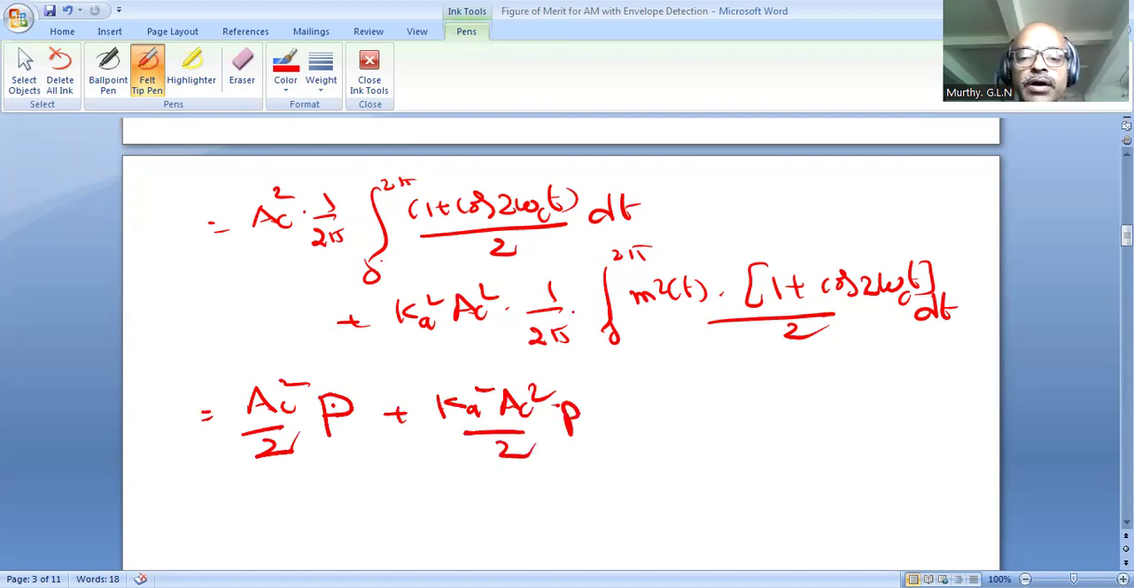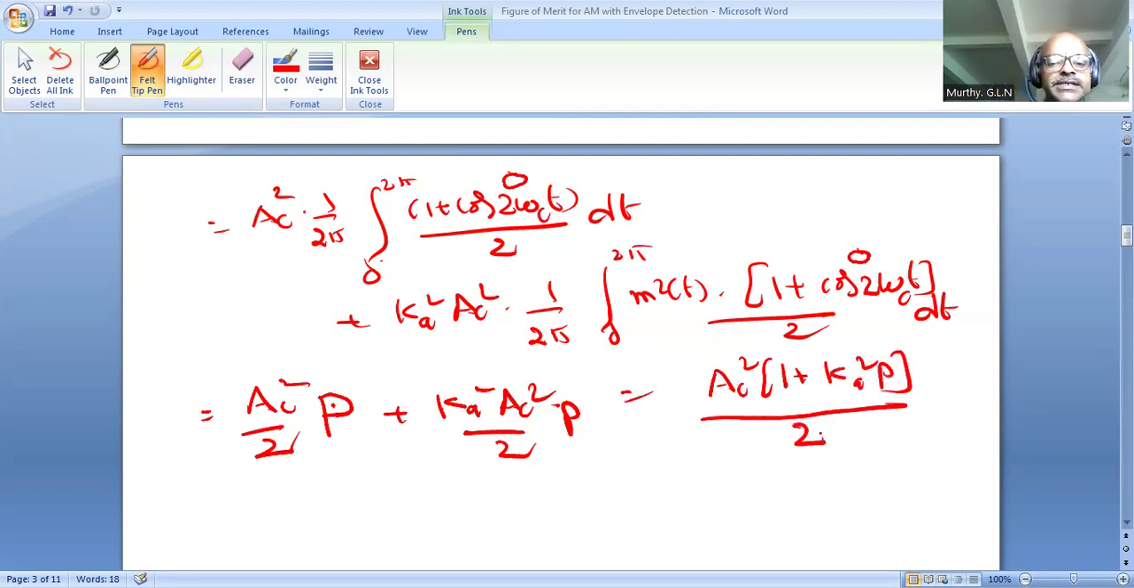How does this come? Because in the second term, cos omega ct will become 0, and similarly here also, the second term cos omega ct will become 0. Why? Because if you integrate a sinusoid over a time period 0 to 2 pi, it will be 0. So finally, the input signal power can be represented as AC square into (1 plus Ka square P) by 2. This is the input signal power Si.